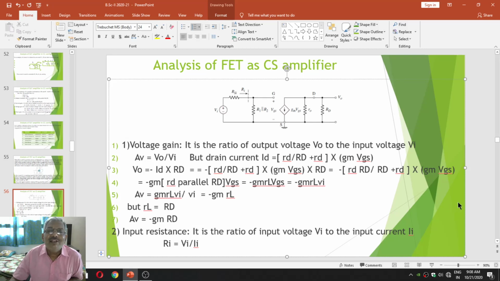Now we are going to calculate the next parameter, and that is the input resistance. By the definition, it is the ratio of input voltage upon input current. So that is Ri is equal to Vi upon Ii. We already have Vi along with us.